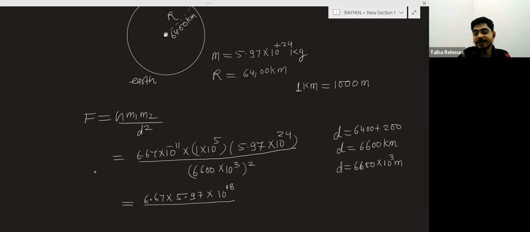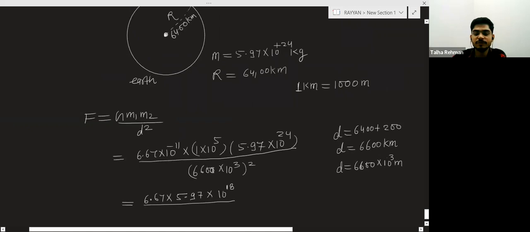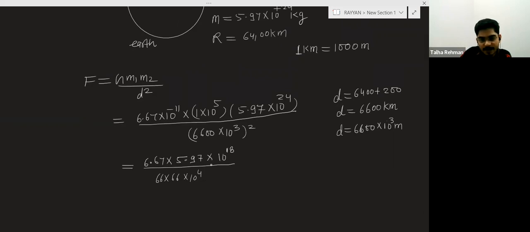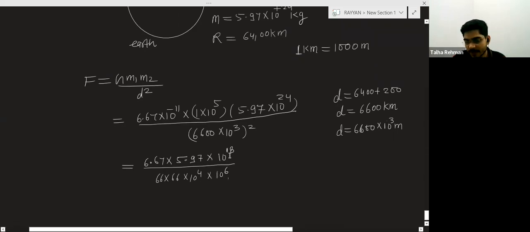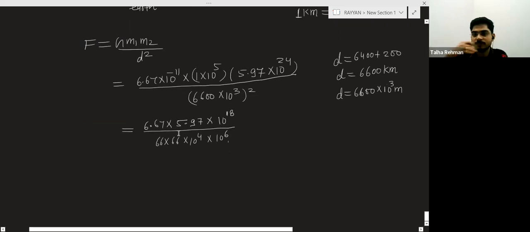Now in the denominator, 6600 you will multiply two times. So it will become 66 × 66 and 100 × 100, which is 10^4, and 10^3 squared will be 10^6. So this is 10^10 and the numerator is 10^18. So the final power will be... can you solve this now? Yeah. Let's try this.